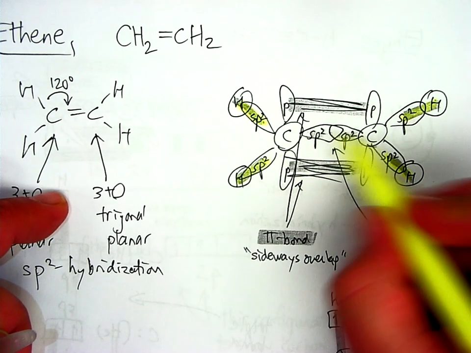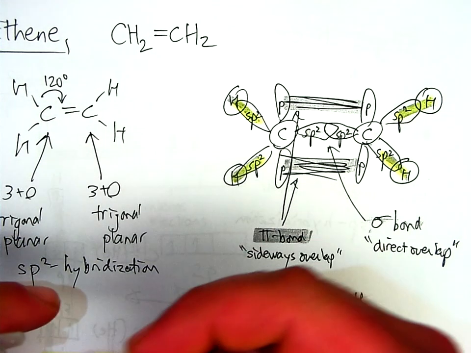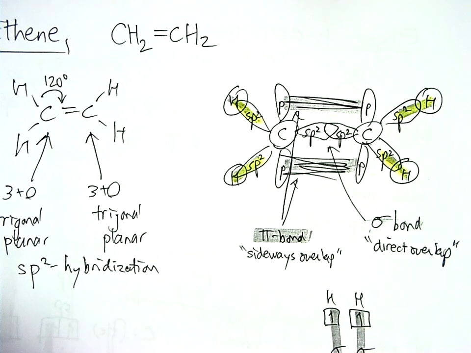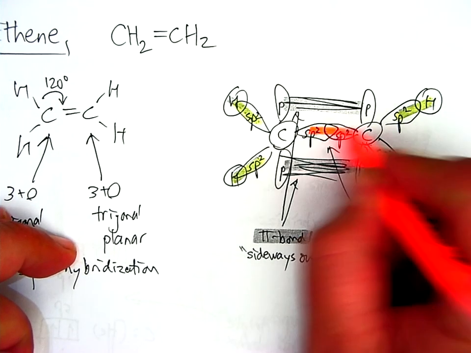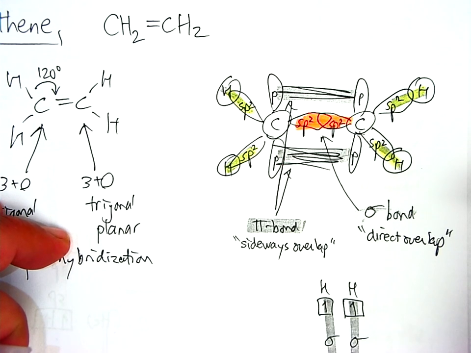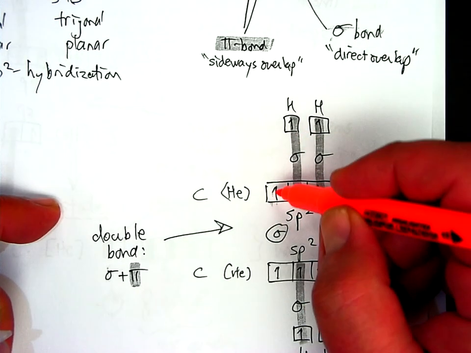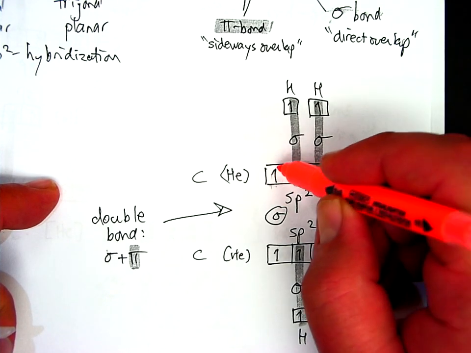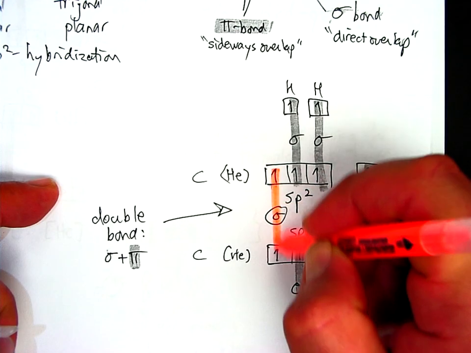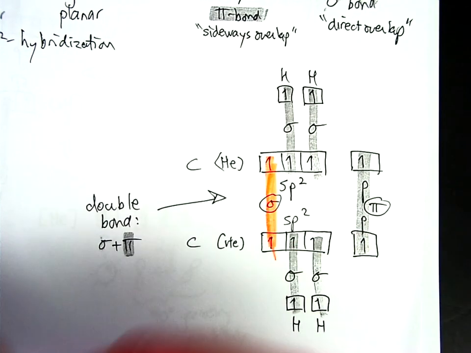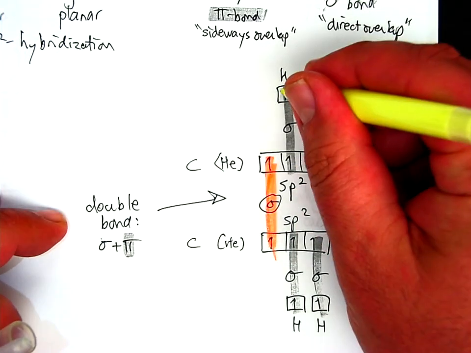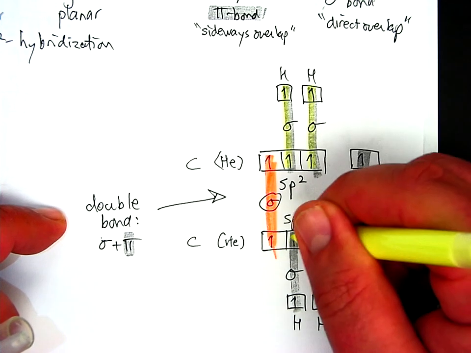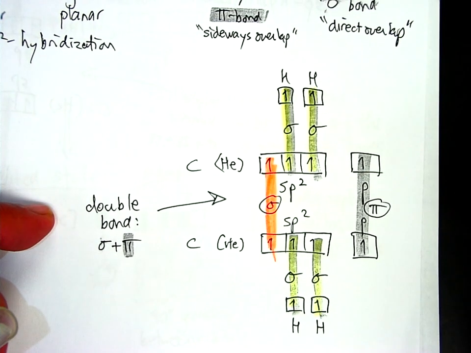And we see that the carbons also must overlap their orbitals to form a bond between the carbons, between their sp2 hybrid orbitals. And we can kind of see this visualized here with the electron configurations. Here's the sigma bond between the carbons. Here are the sigma bonds to the hydrogens on each carbon atom.